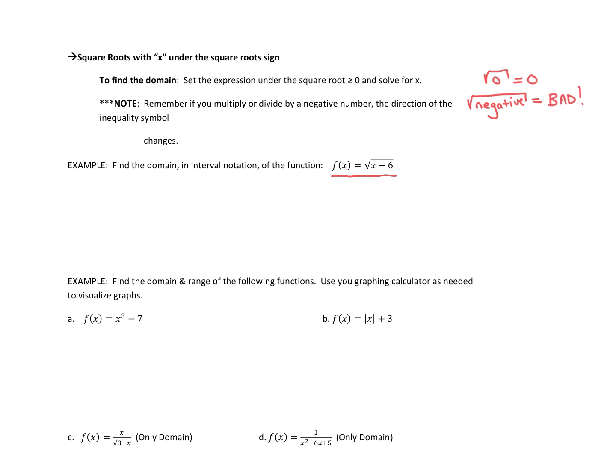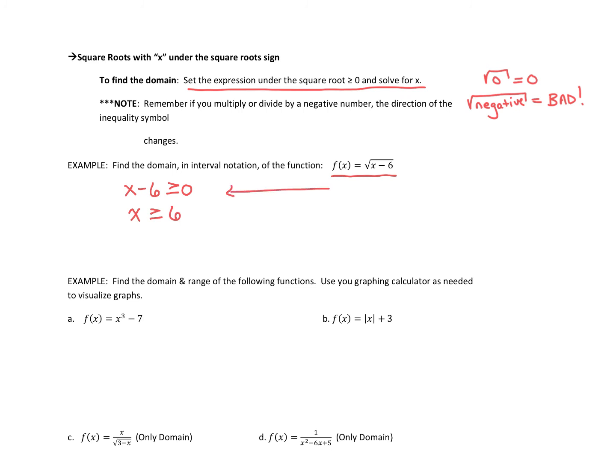So what we're going to do is set the expression under the square root to something that is greater than or equal to 0, so positive or 0. And just remember that if you multiply or divide by a negative number, the direction of the inequality symbol changes. So in this particular case, we're going to set our radicand, the x minus 6, and we want to guarantee that that's greater than or equal to 0. And if we add 6 to each side, we get x is greater than or equal to 6.